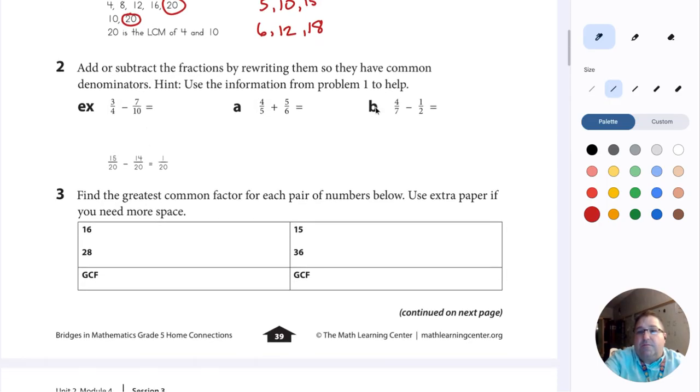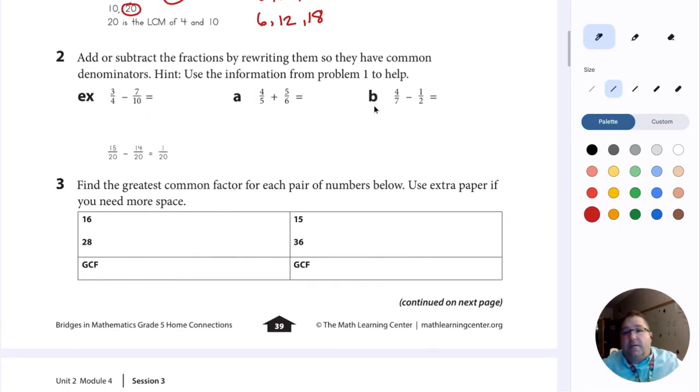Number 2, we're just adding and subtracting with unlike denominators. Again, in class I said it like a broken record, I'm sure. It's all about common denominators. So we got to get common denominators. That's all we got to do. If we take a look at 4 and 10, we can see that they got to 20, right? 20 was our common denominator.